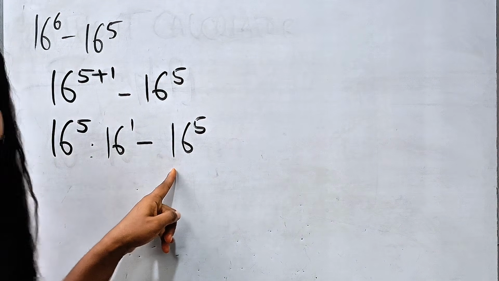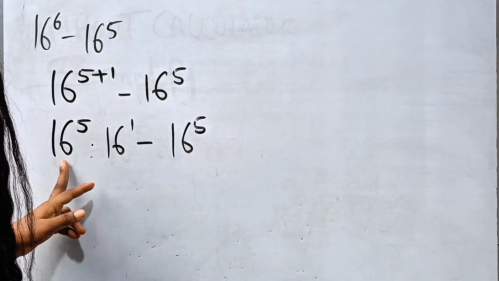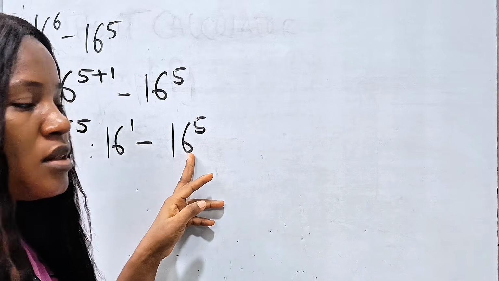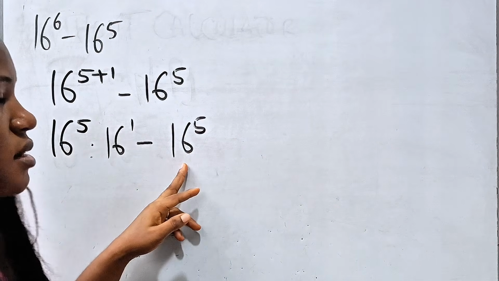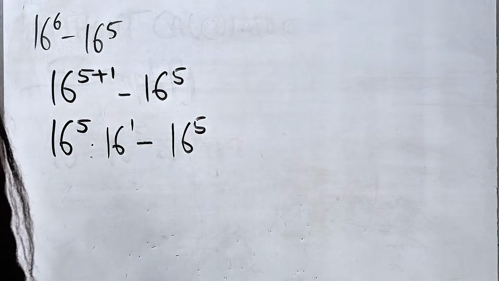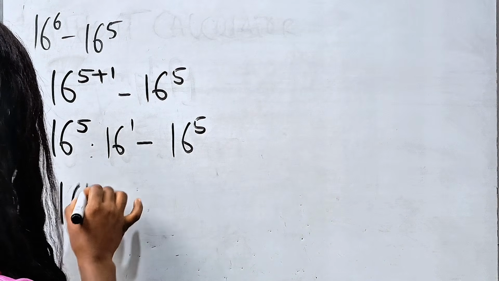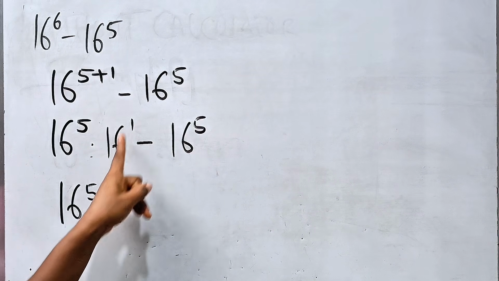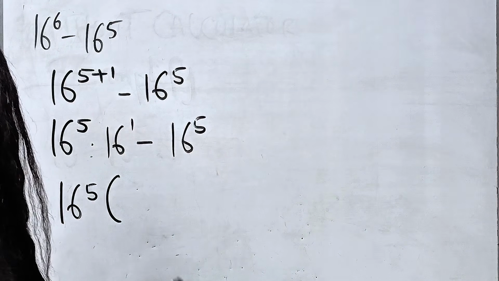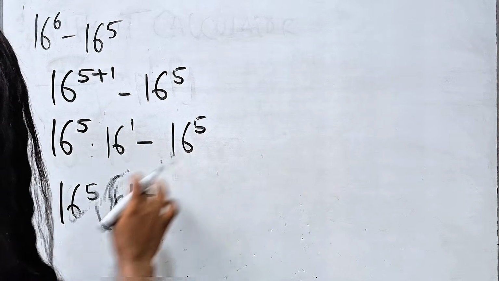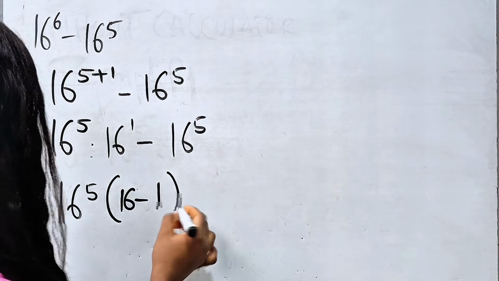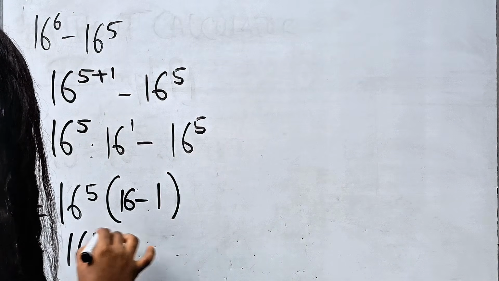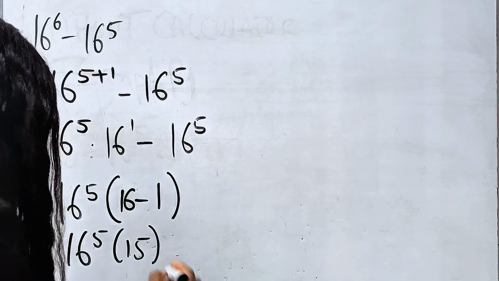Now we can factorize, because we can see that we have 16 to the power of 5 here and 16 to the power of 5 on the other side. So this side and this side have that in common. So bringing out the common term, we open our bracket. When this is divided by this, we have 16 to the power of 1, which is still 16. And when this is divided by itself, we have 1. Now this is equal to 16 to the power of 5 multiplied by 15.